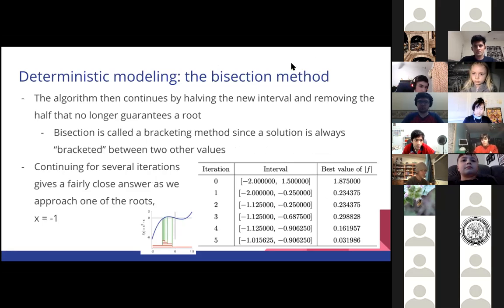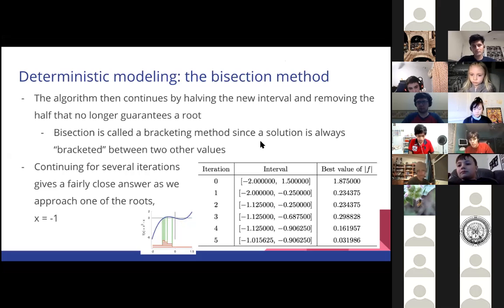So we just have to take in 2 points, one that's greater than 0 and one that's less than 0, to iterate through the intermediate value theorem. So continuing for several iterations gives a fairly close answer as we approach one of the roots, x equals -1. So you can take a look at the table.